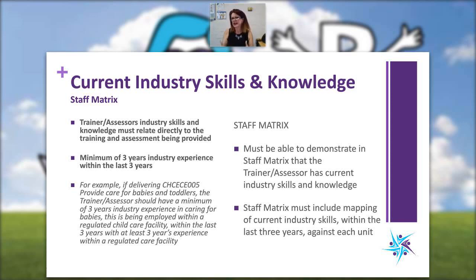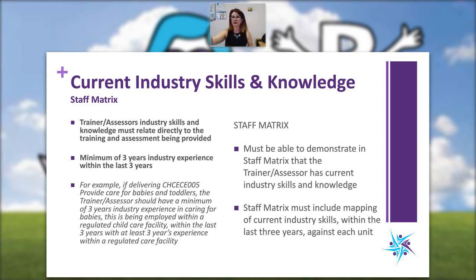You need to think of a staff matrix like a really glorified resume. You can cut and paste stuff from your resume, that's not a problem. Trainers and assessors should do that, but it actually goes into more detail than most resumes would go into. Go into what did you actually do? Where did you work? What was your position? And against the unit of competency, what skills and knowledge do you have that directly relates to that unit of competency?